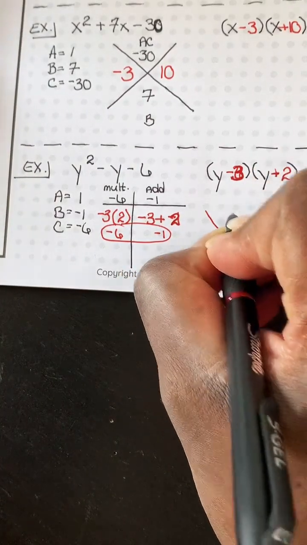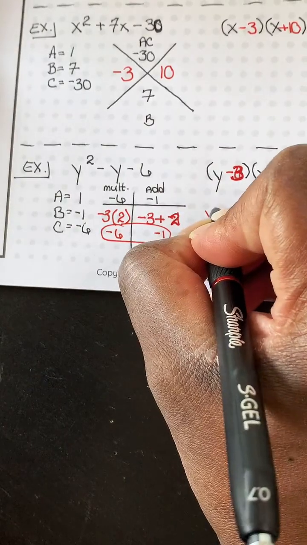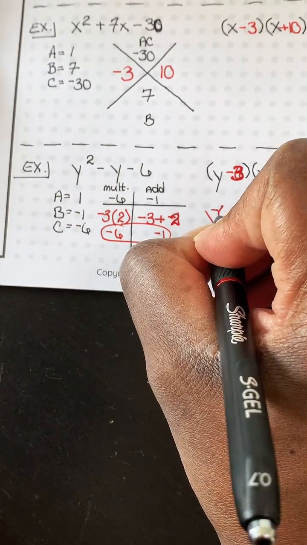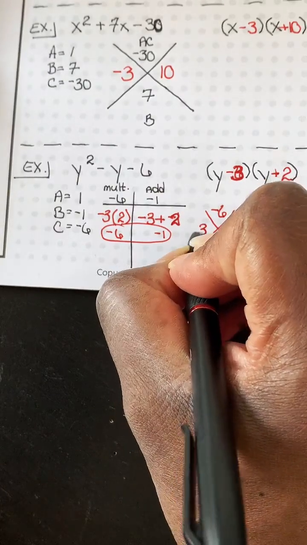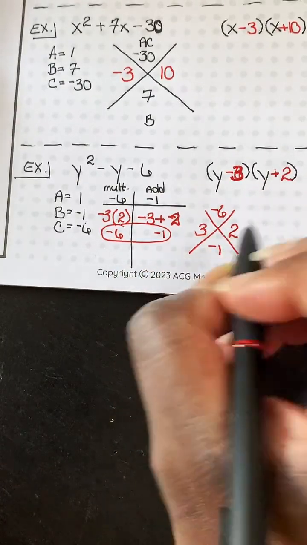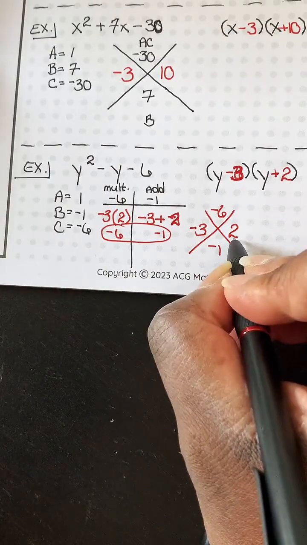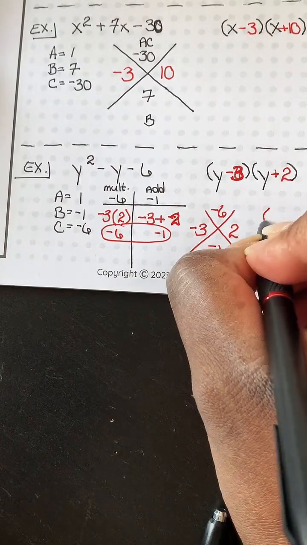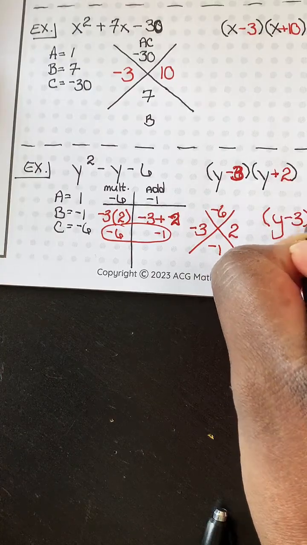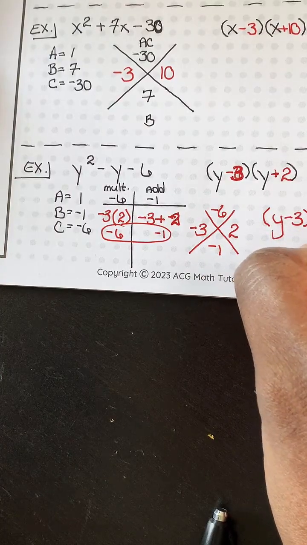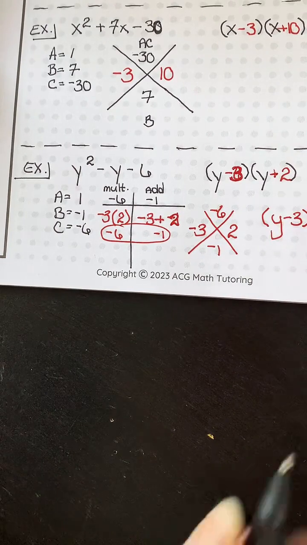So that's what I'm going to do. I'm going to do it my way. So I have my negative 6 and I have my negative 1. Then this will be 3 and this will be 2. So this will be a negative 3 and a positive 2. So this will be my y minus 3 and my y plus 2. That felt so much better.